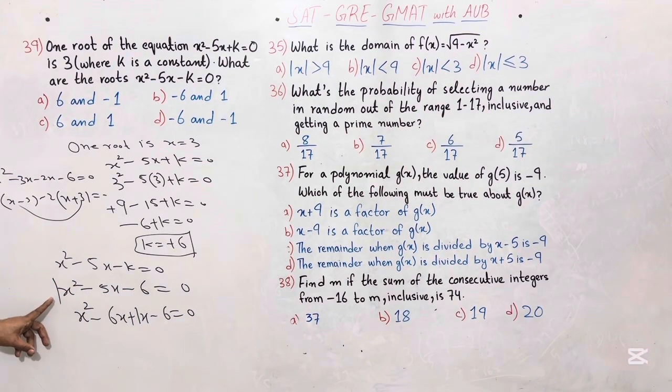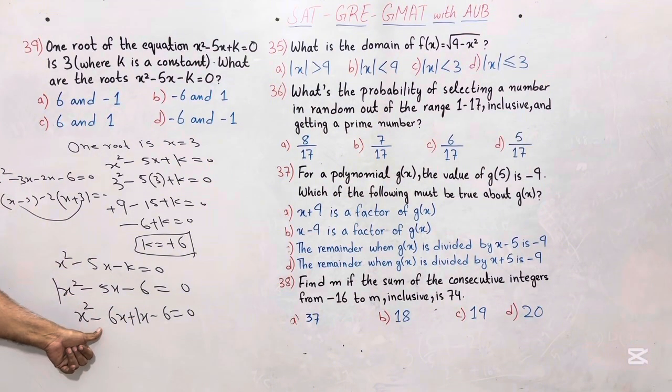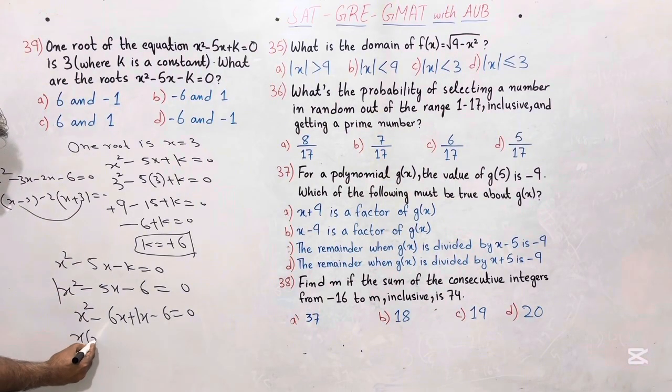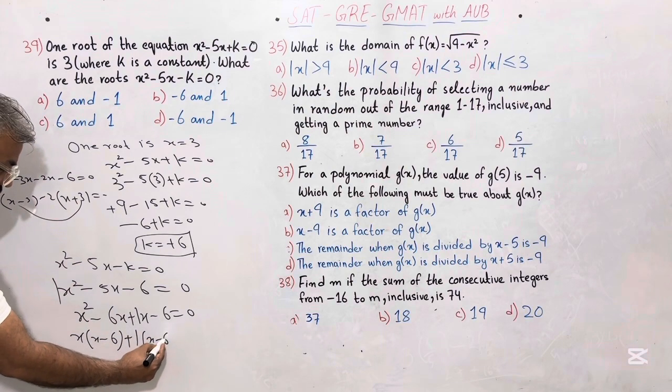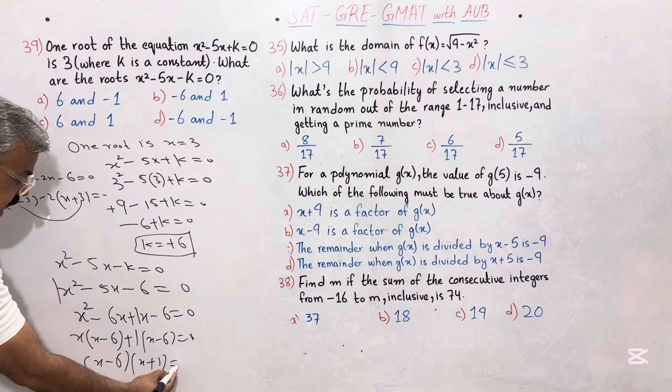Utilizing 1 and 6, we are in a position to achieve the middle term. Minus 6x plus 1x results in minus 5x. X common. We have x minus 6 plus 1 common. It's x minus 6. We have one bracket, x minus 6. The other is x plus 1 is equal to 0.